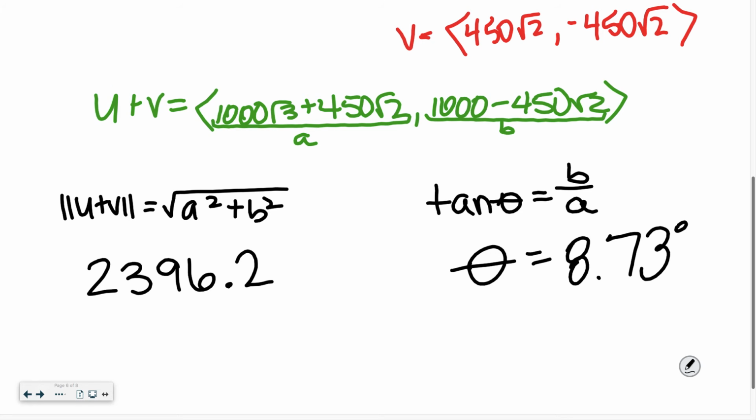What's the next decimal? I didn't write it down. Yeah, definitely. It was 1946.19. And what would the label on that force be? Newtons.